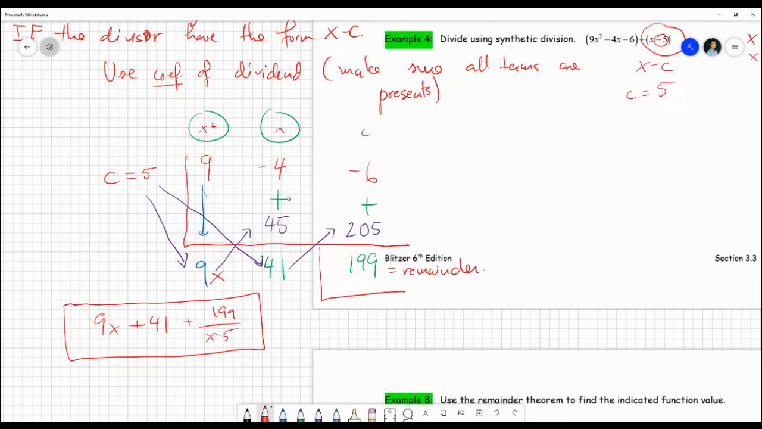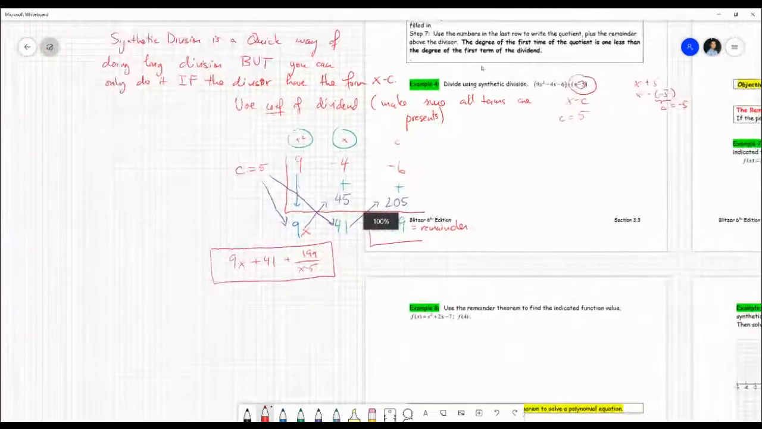So let's go back into the 3 previous examples and see if we can use synthetic division on any of them.